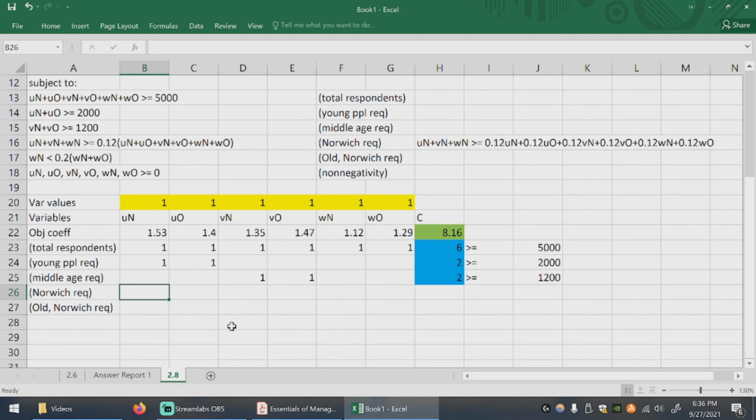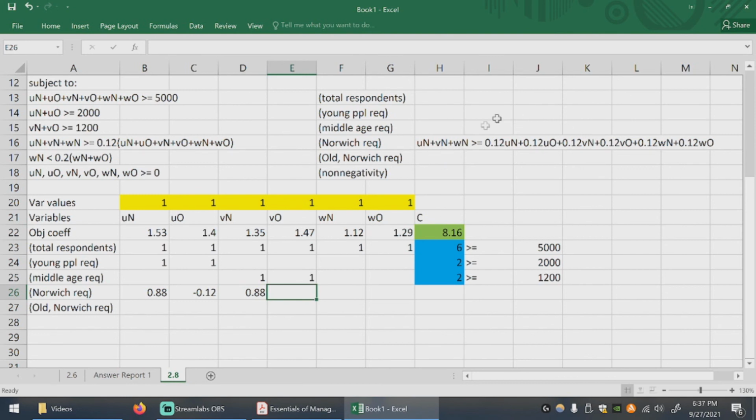Coefficient of UN. That's this one. And a negative 0.12. So it'll be 0.88. UO does not have anything on the left. I'm just moving that one over. Negative 0.12. VN is already there. 1. Take that guy over. 0.88.